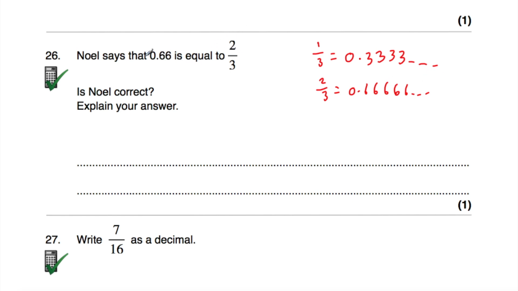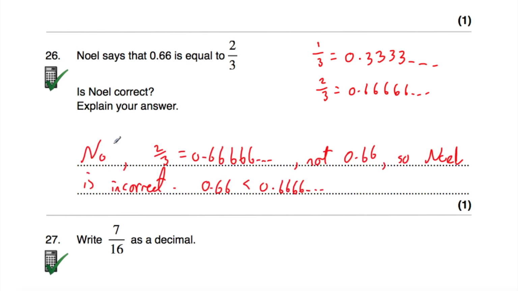But here we're told that Nul says that 0.66 is equal to 2/3. Well, it's not. 2/3 is actually equal to 0.66666 and so on, not just 0.66. 0.66 is less than this. So that's it. So let's explain that. I've just explained that no, 2/3 is equal to 0.666 and so on, not 0.66. So Nul is incorrect. That 0.66 is less than 0.6666 and so on. Okay, next, question number 27.